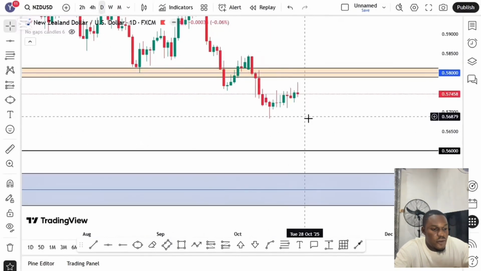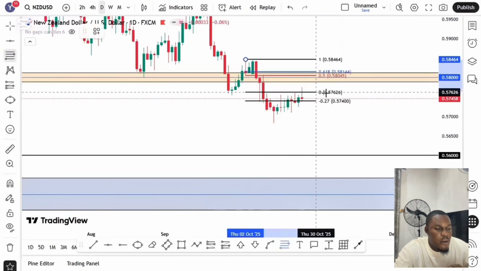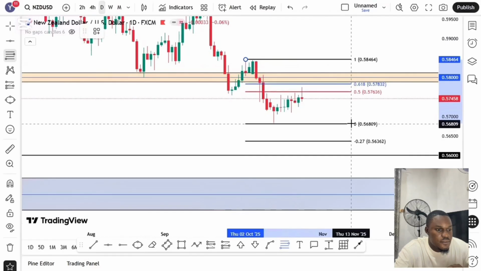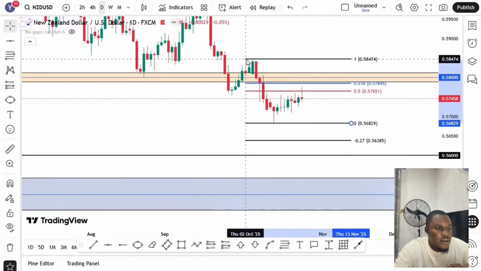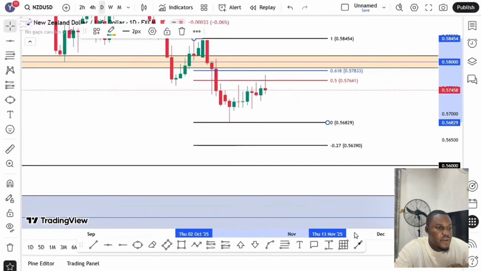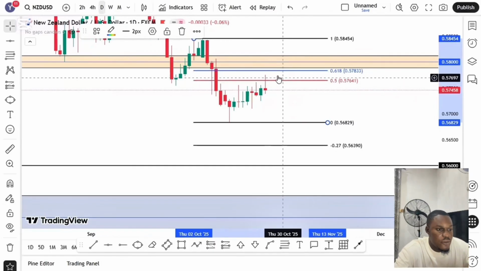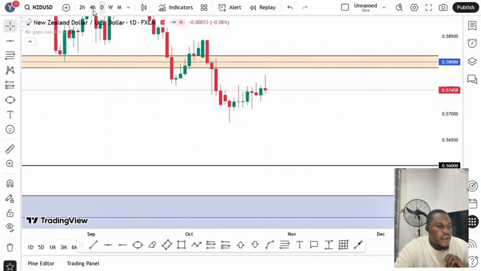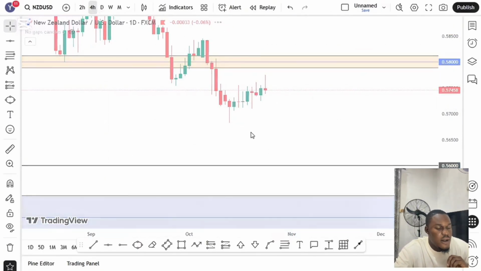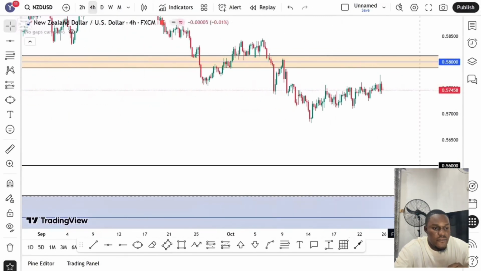And also if we add our Fibonacci tool from swing high to swing low, you can see that the market has tapped into in between this 61.8 and the 50% level. And also we have a counter trend line forming on the 4 hour time frame. This is the counter trend line forming on the 4 hour time frame.